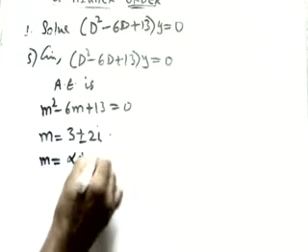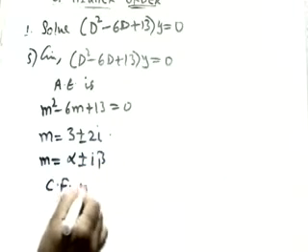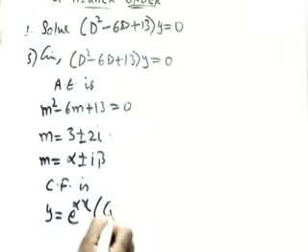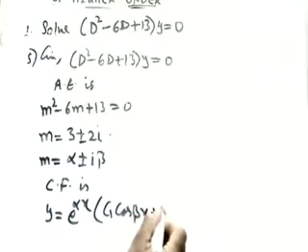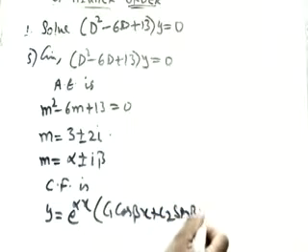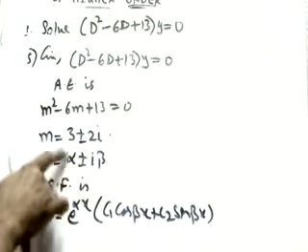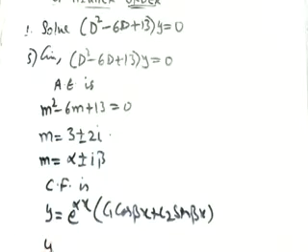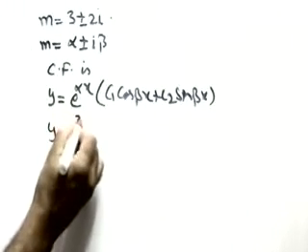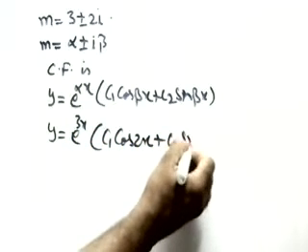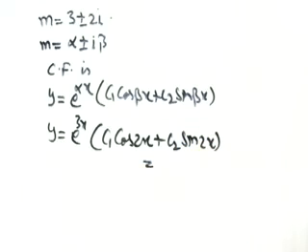For complex roots, we wrote the formula m equals alpha plus or minus i beta. The complementary function is y equals e power alpha x into c1 cos beta x plus c2 sin beta x. Now let me see what the value of alpha is. Alpha is 3 here, beta is 2 here. Now let me substitute these values. y equals e power alpha x, alpha is 3, so this will be e power 3x into c1 cos beta x, beta is 2, so cos 2x, plus c2 sin 2x. So this is the answer.